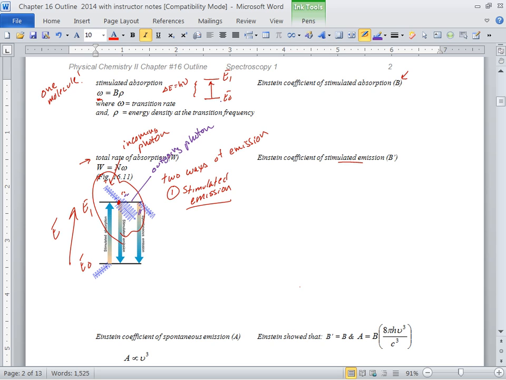We'll do smaller case. Fine, we'll do bigger case. L, A, S, E, R. Light. See if you can finish this. Light amplification by stimulated emission.